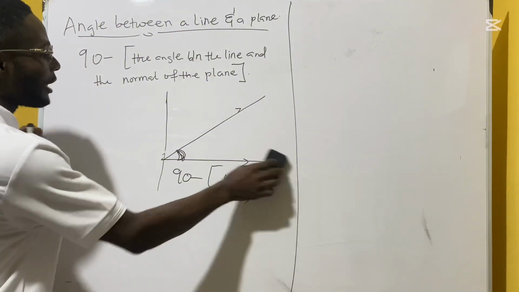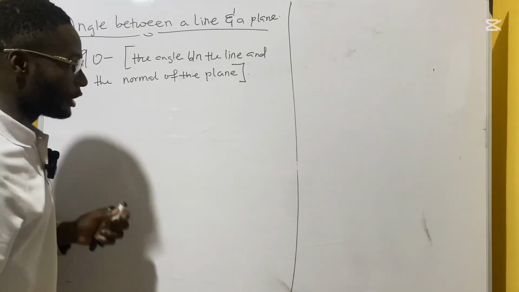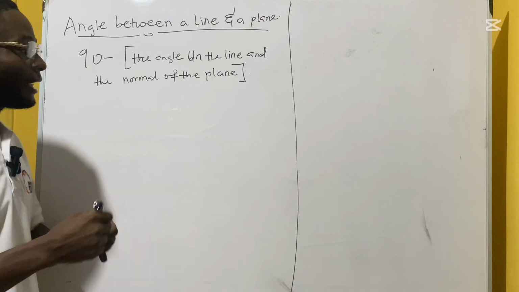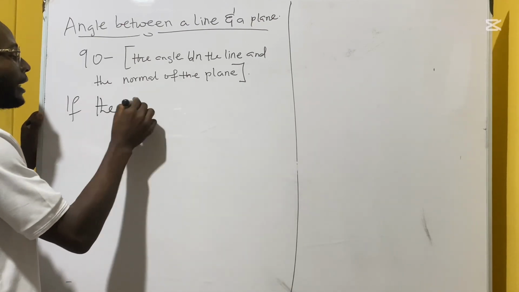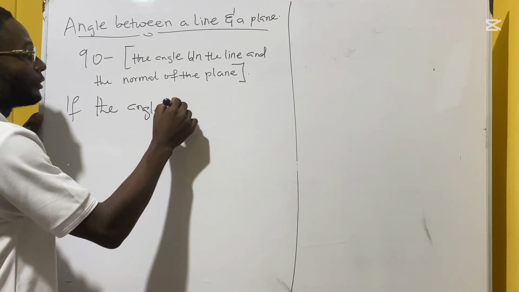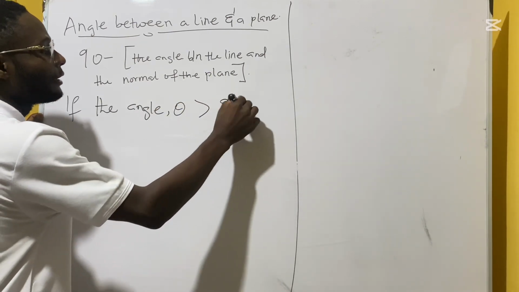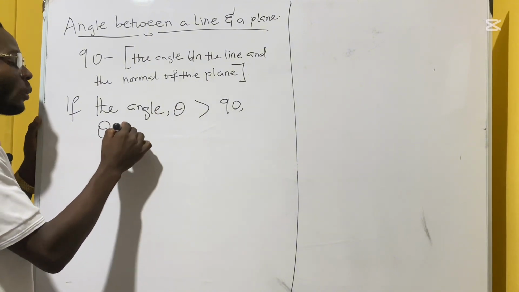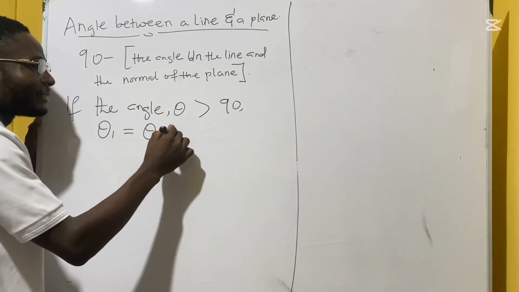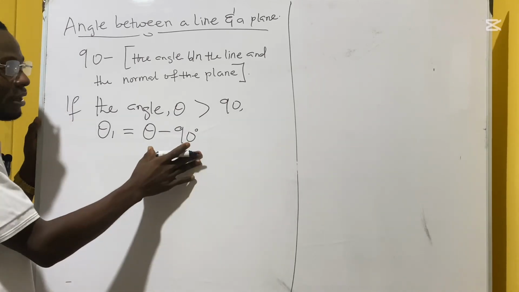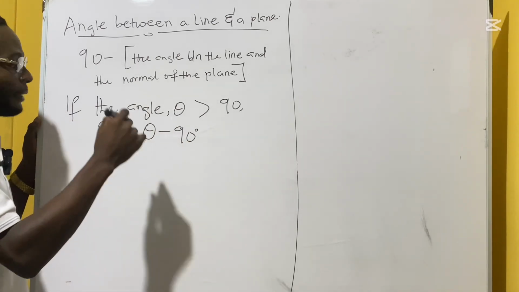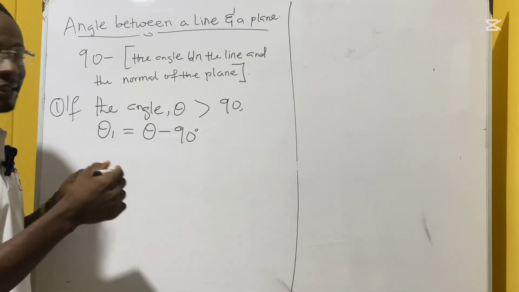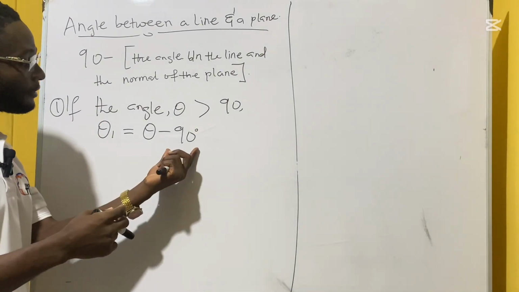Okay, so let's look at some important principles. One, if the angle theta is greater than 90, note very well, if it is greater than 90, then your theta 1 will be equal to theta minus 90. That is how we obtain the angle between a line and a plane. So that is the first condition.